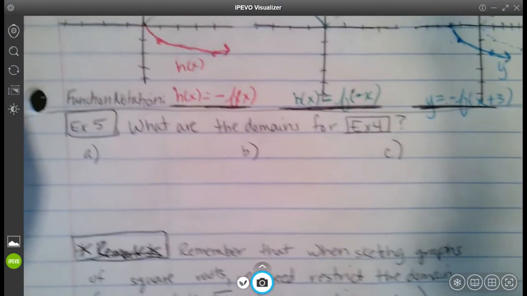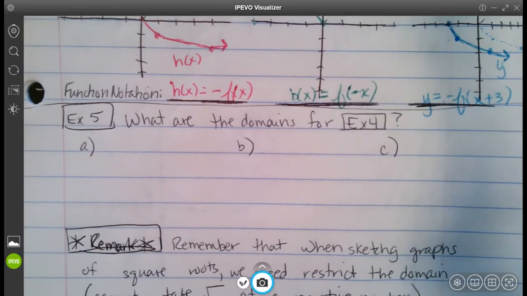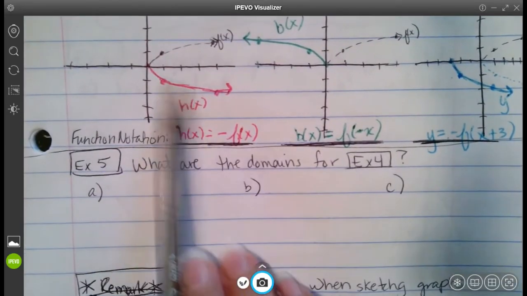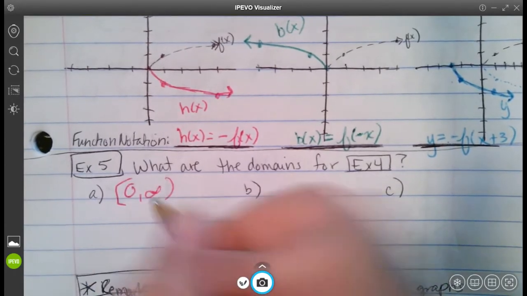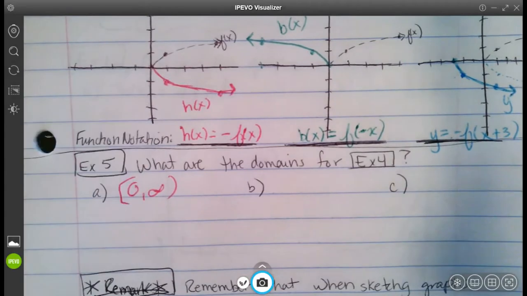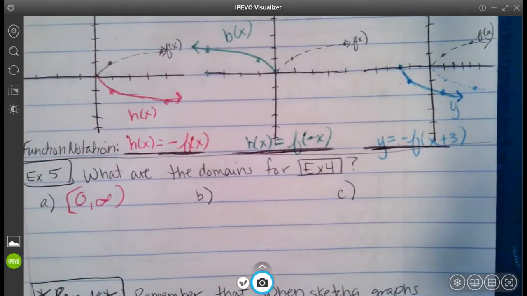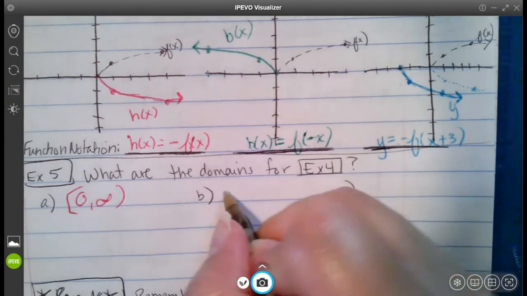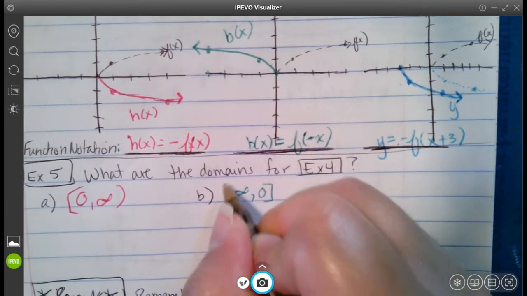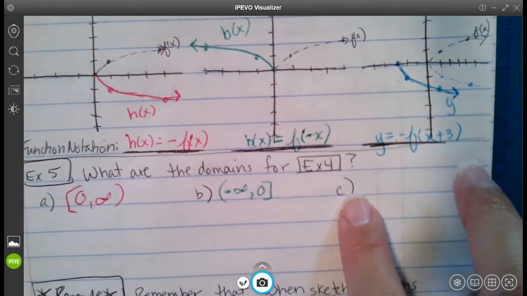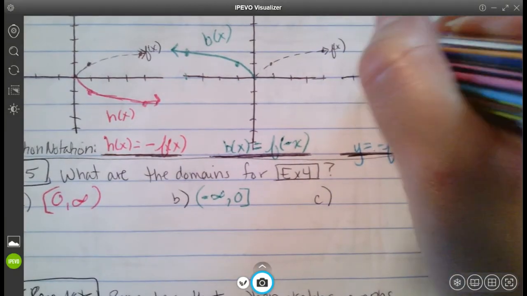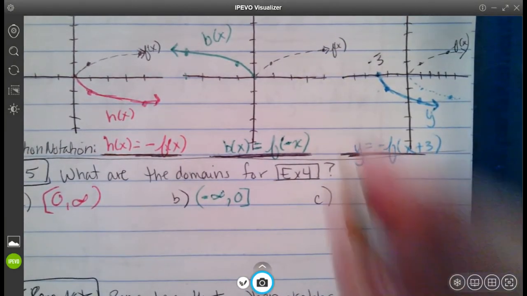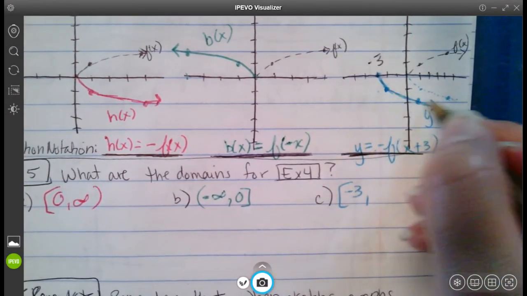So example number 5. What are the domains for example number 4? So let's just, this should not be too bad. I'm just going to go ahead and define what the domain is. So for letter A, we have from 0 to infinity. Okay, 0 is included because there is a point there. For letter B, we have the opposite. So this guy is going the other way. So we have negative infinity to 0. Okay, and for letter C, we started at a different point on this one. This looks like it's going to be negative 3. Okay, so this would be from negative 3 to infinity.